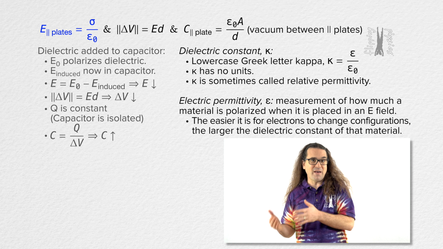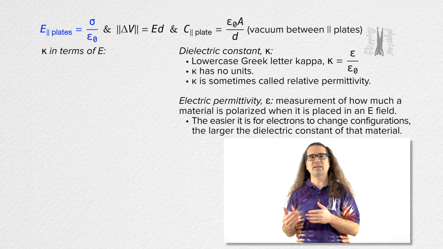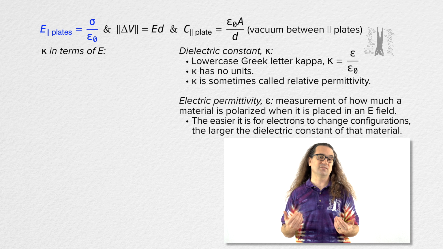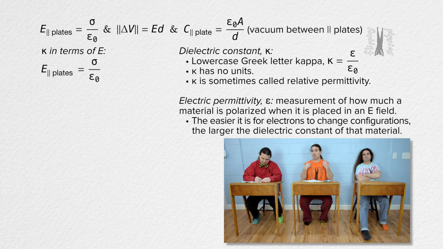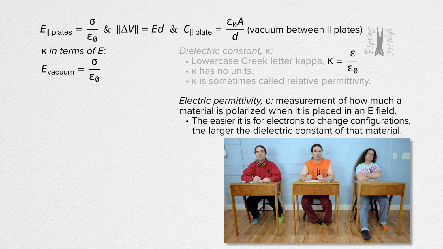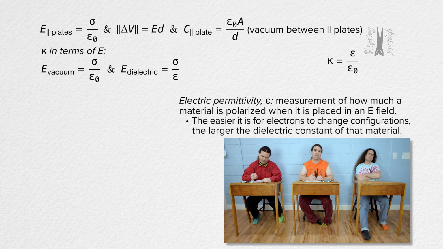Bobby, please use the equation we previously derived for the electric field between the two parallel plates when there is a vacuum between the plates to determine the dielectric constant in terms of electric fields. Okay, well, we know the electric field between the parallel plates equals the surface charge density of one plate over vacuum permittivity. So that is the electric field between the parallel plates when there's nothing between the two plates. The electric field when there is a dielectric between the plates equals the surface charge density divided by the permittivity of the dielectric, which evidently has no subscript.